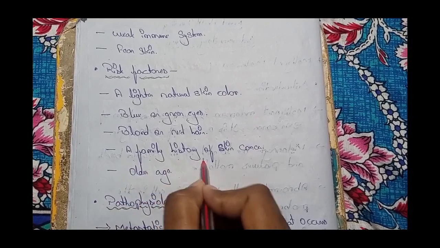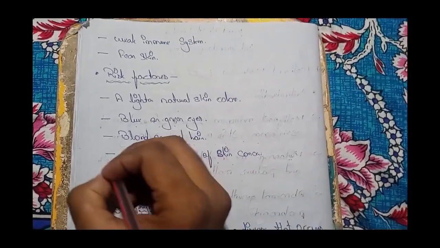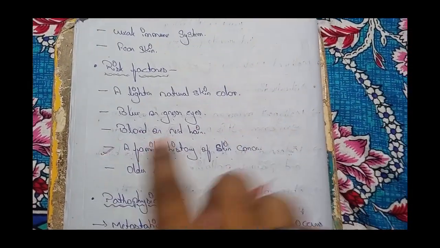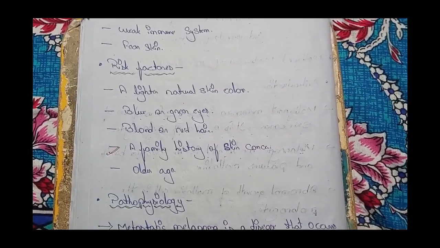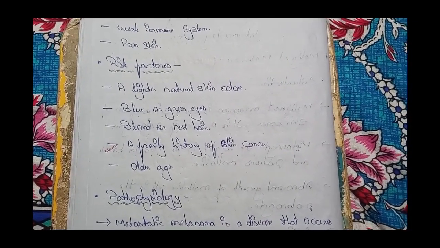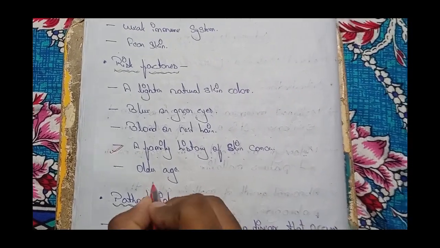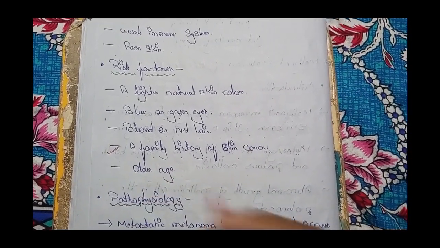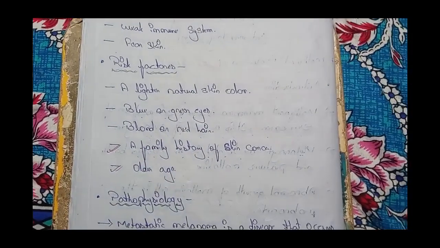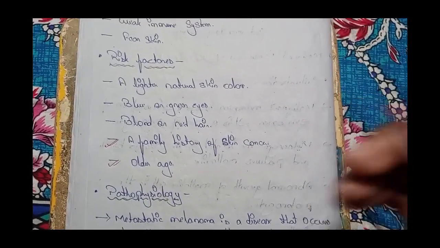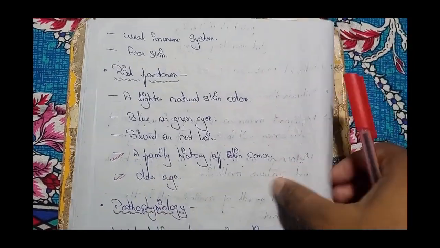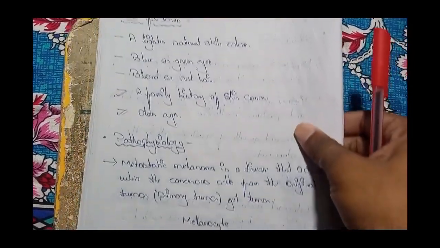A family history of skin cancer is the most important one. If anyone in the family has skin cancer, it will directly affect you; the chance is highest. Older age is also a factor, because only adults get skin cancer, not children. So that is also a risk factor.